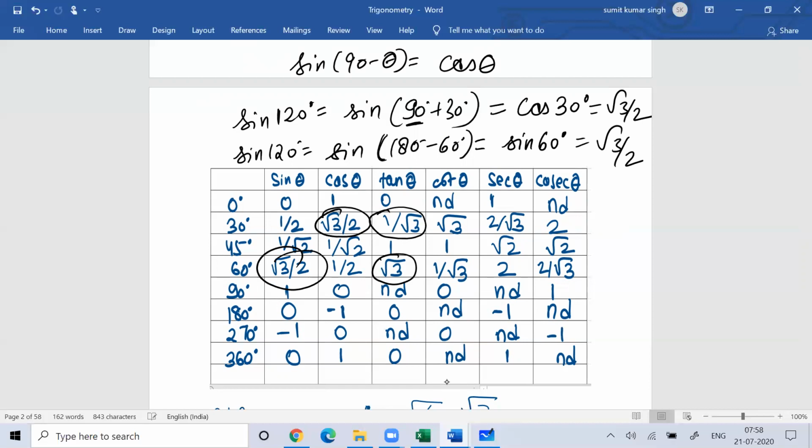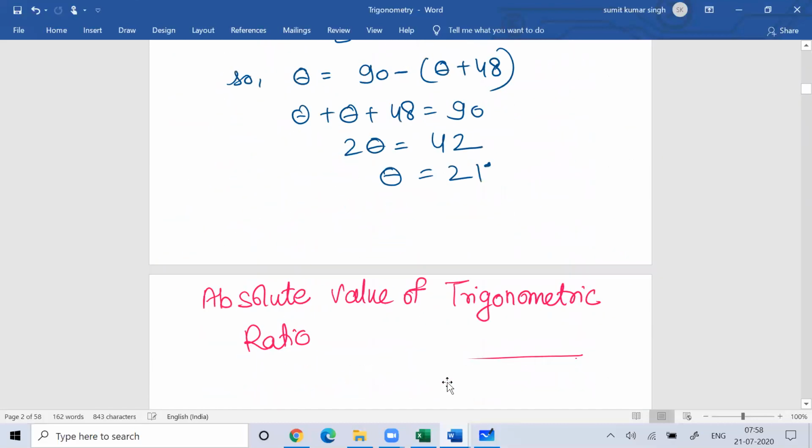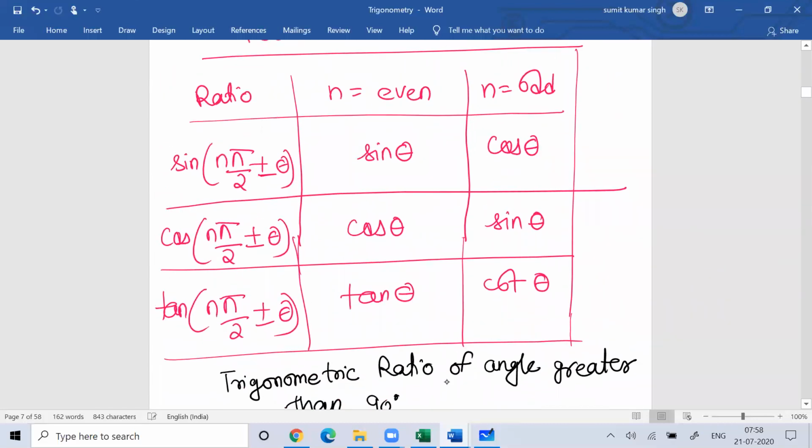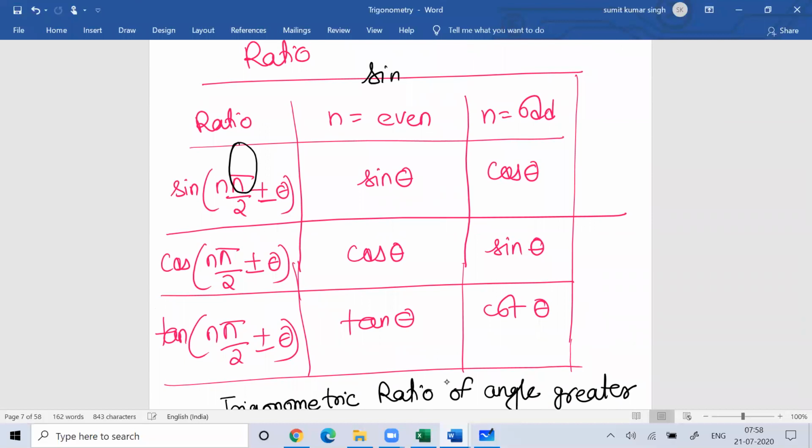So we need to understand this part. This is what I was writing here, that we represent all angles in the form of pi by 2. So when I say 180 degree, that is 2 pi by 2. I hope you understand. So whenever this n is even, then sine will remain as sine.